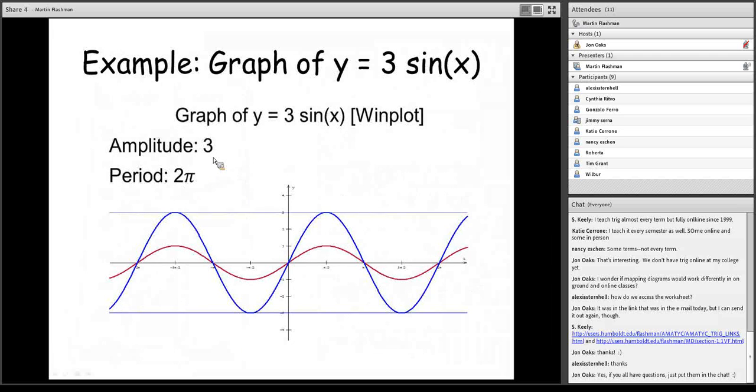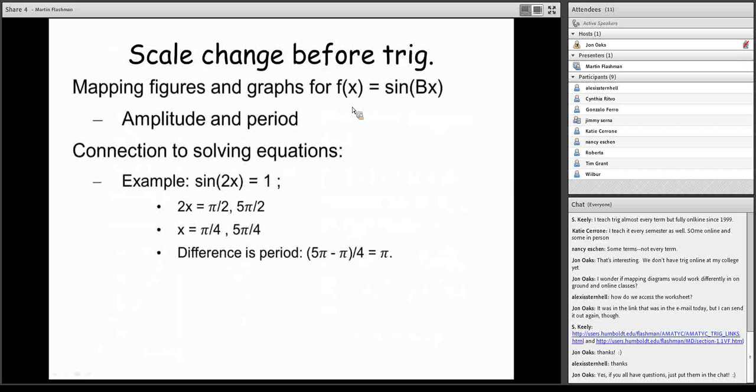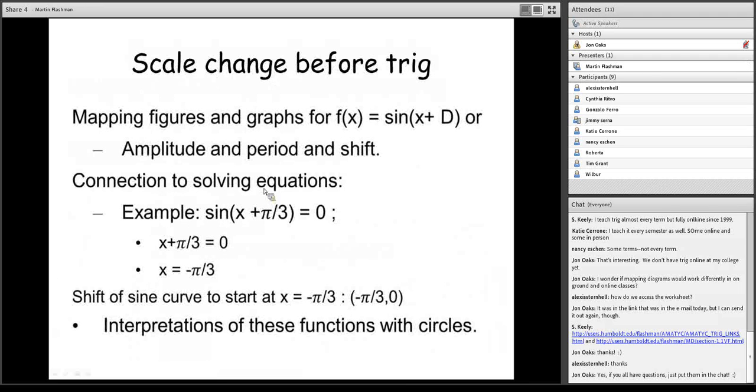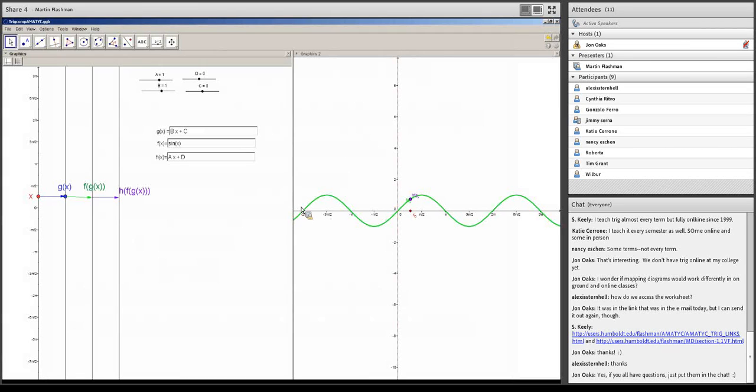The amplitude is 3. Now what happens if you do something before that, like sine of 2x, and you want to solve an equation? Well, you can do that. I want to move to the graph of that. With mapping diagrams, what happens when you add a number or multiply? I'm going to move to the last of the diagrams here. So I've got some mapping diagrams here, and here's my x.